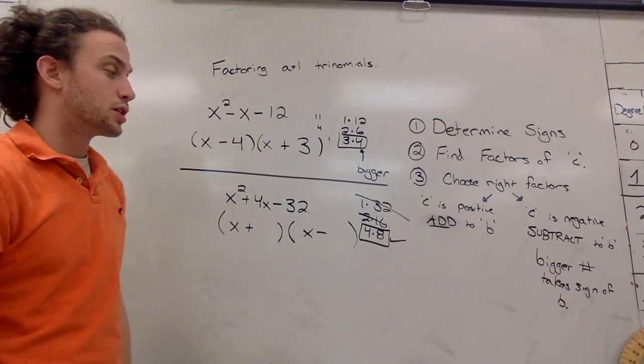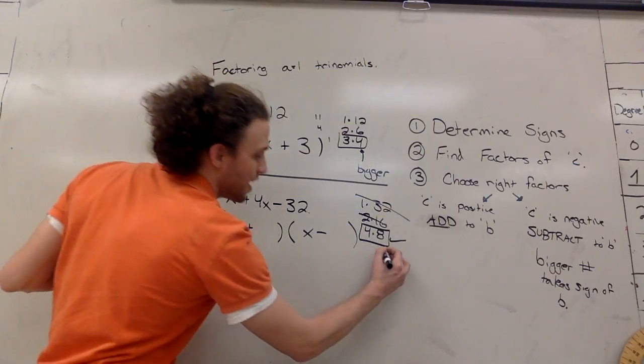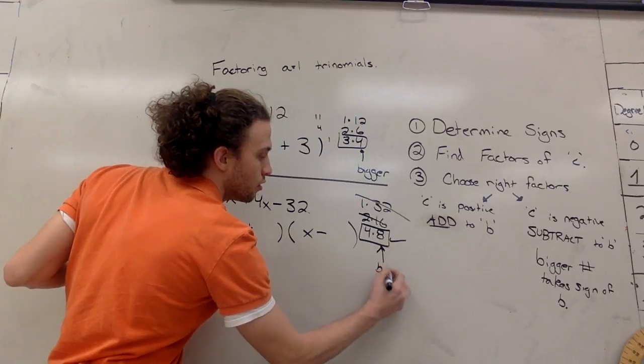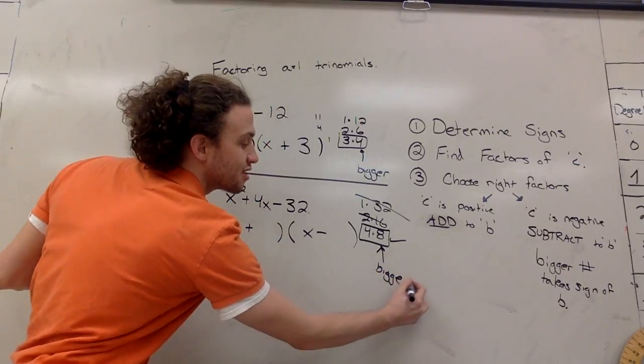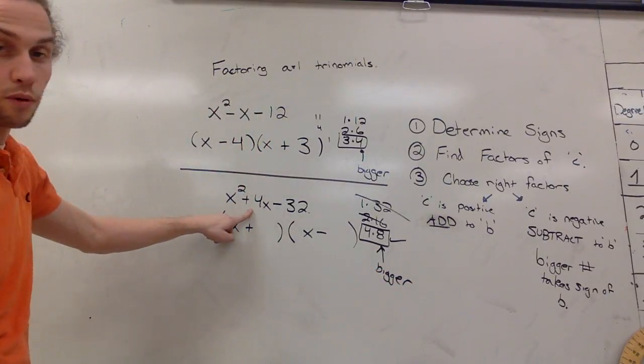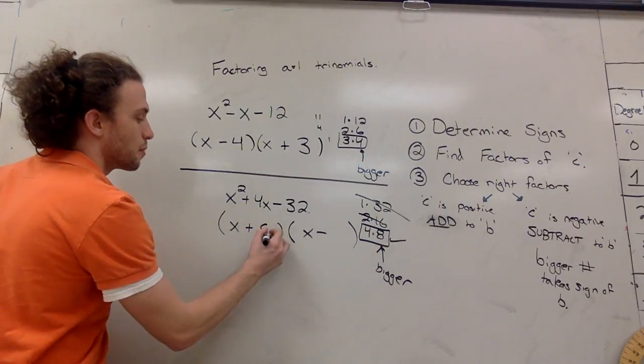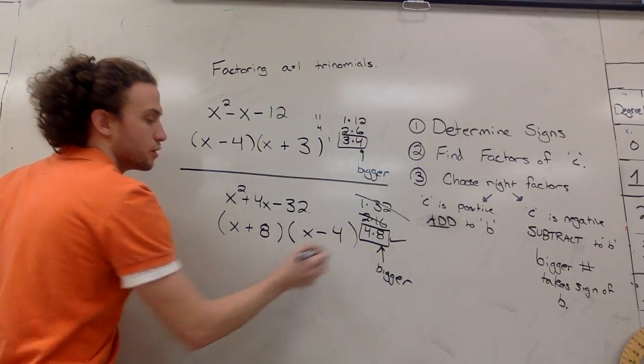Now, once again, the bigger number, which is going to be 8 here, takes the sign of your B, and your B in this case is positive 4. So my 8 is positive, my 4 is negative.